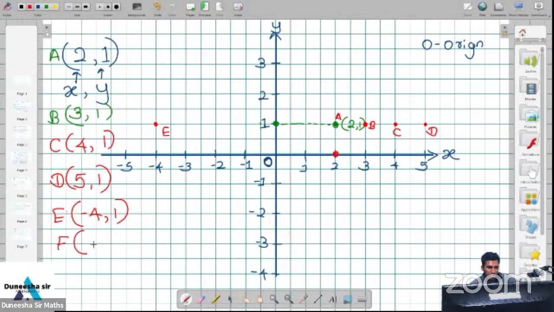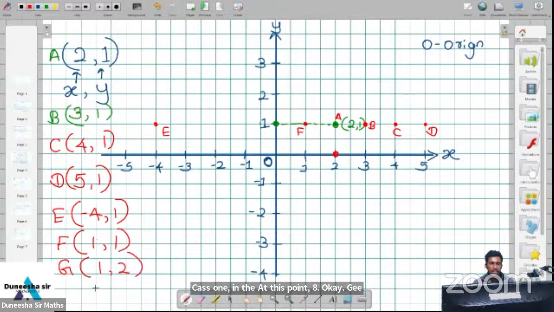F. (1,1) කොහෙද තියෙන්නේ? Plus 1, plus 1. Where is (1,1)? Plus 1,1 මෙන්න මෙතන නේද? What is point? F.